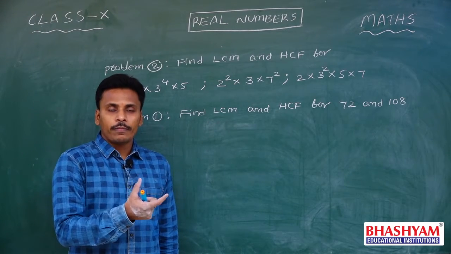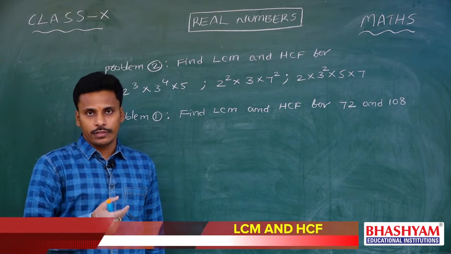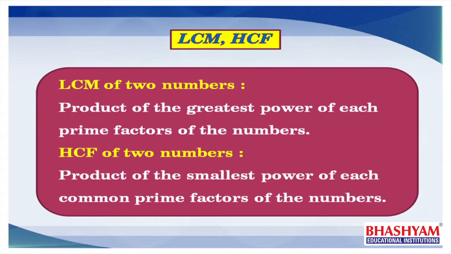Let us look at the slide representing the rules to find LCM and HCF of the given numbers. The rule to find the LCM is the product of greatest powers of each prime factor of the given numbers. You need to note the greatest powers along with each prime factor for the LCM. And HCF is the product of smallest powers of each common prime factor of the given numbers. Note here the common prime factors along with the smallest powers to find the HCF.